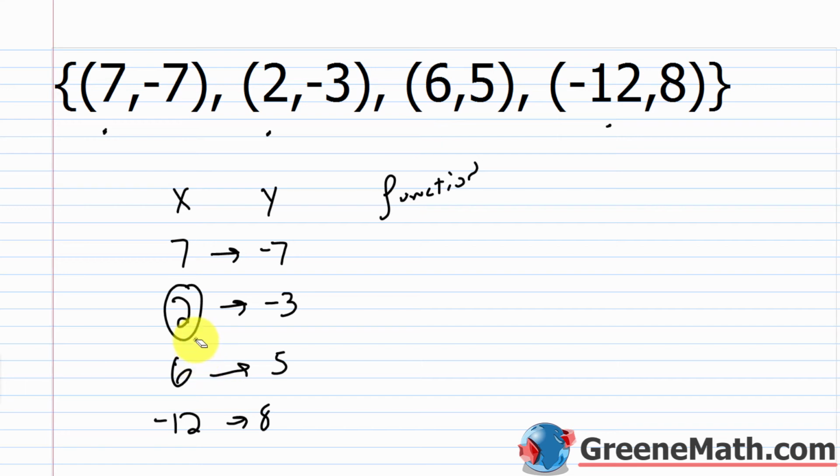But as it's originally written, as we have it here, where 7 is linked to or corresponds to negative 7, 2 is linked to or corresponds to negative 3, 6 is linked to or corresponds to 5, and negative 12 is linked to or corresponds to 8, we do have a function.